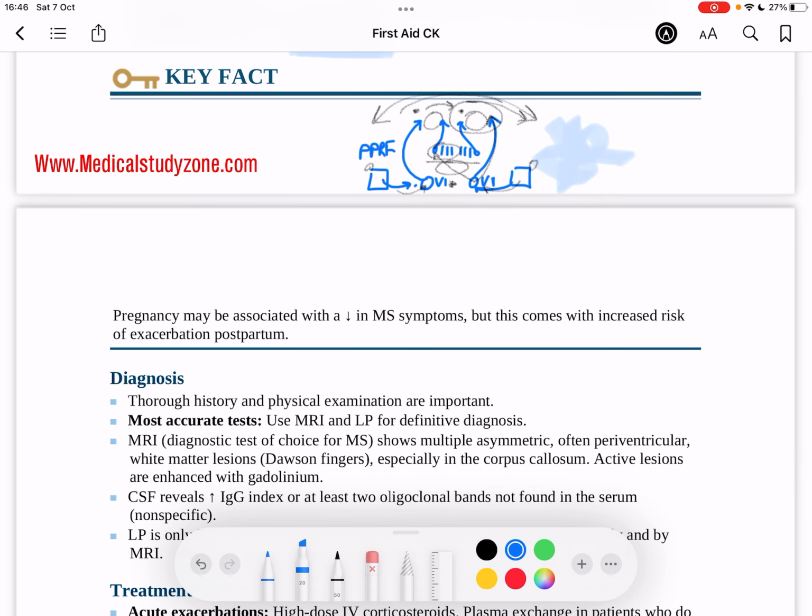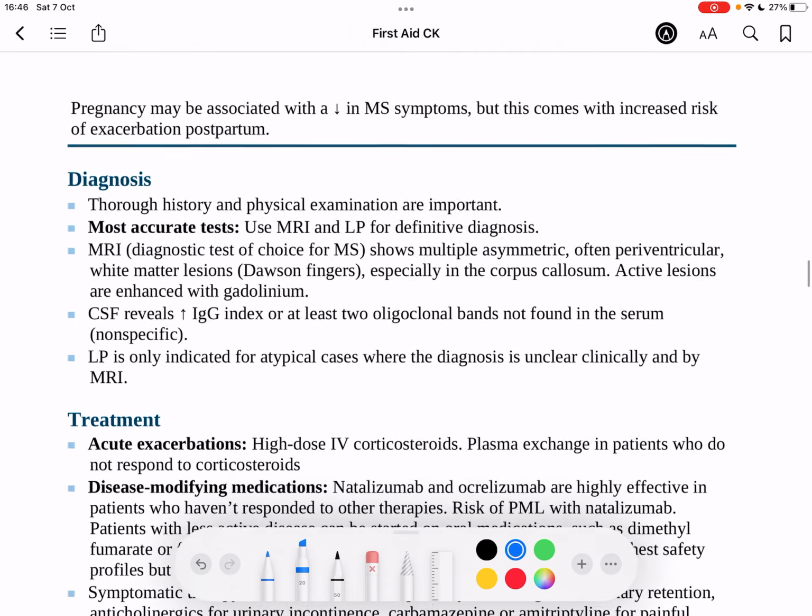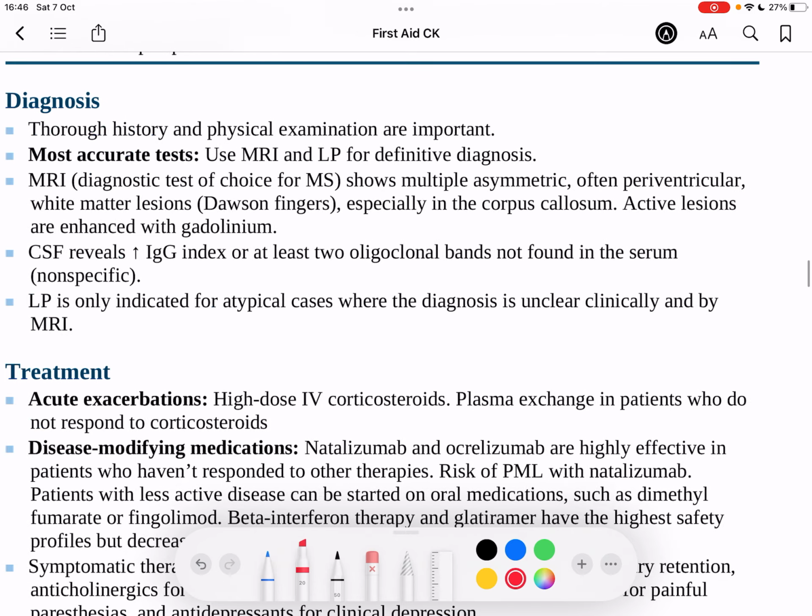Okay, just a quick key fact. Pregnancy may be associated with a decrease in MS symptoms, but this comes at an increased risk when the patient is postpartum. Okay, so it's almost like some rebound that a patient can have of their MS symptoms after they've had the baby. So let's move now on to our diagnosis.